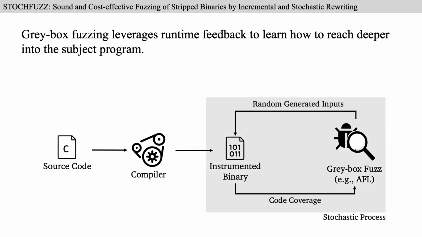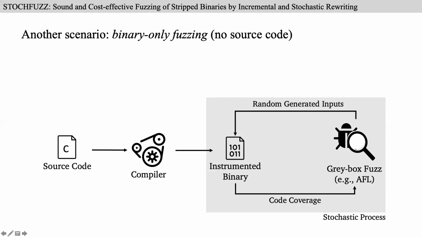In short, users use a compiler to instrument the source code. After that, a stochastic process is performed where the fuzzer generates random inputs and the binary collects runtime code coverage to guide future input mutation.